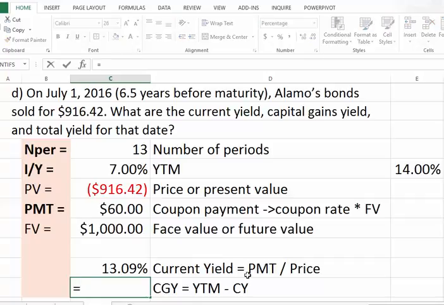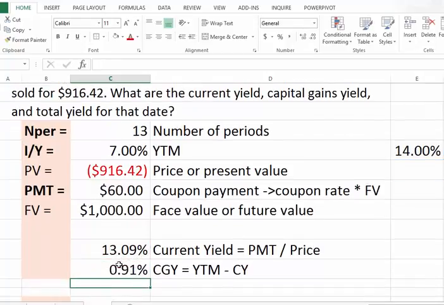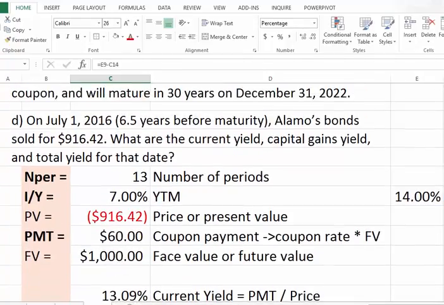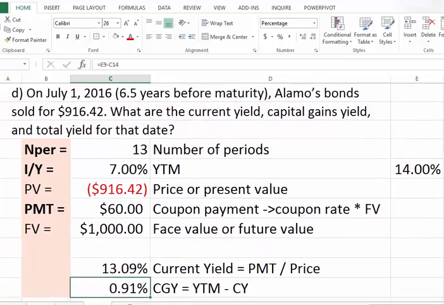and our capital gains yield is just found by the difference between our total yield, or yield to maturity, minus the 13.09% we make. Therefore, if we invest in this bond, we expect to make a return of 14% until it matures. And 13.09% comes from the interest payments, and 0.91% from the capital gains yield. So we make here about 0.91% in this year, because this is a discount bond, and the value of a bond selling at a discount goes up as time passes by.